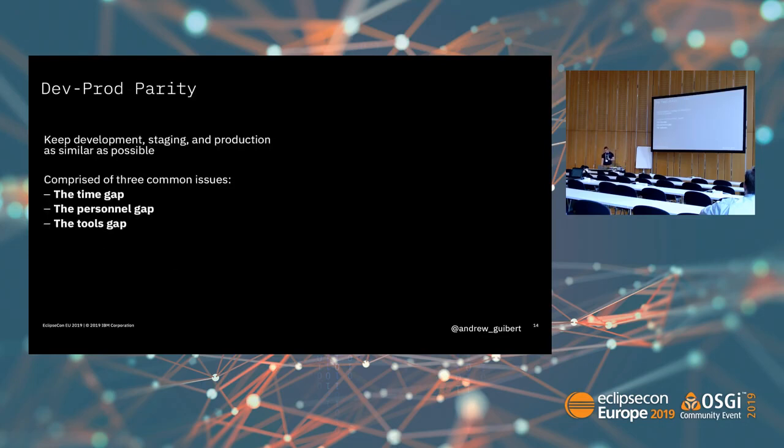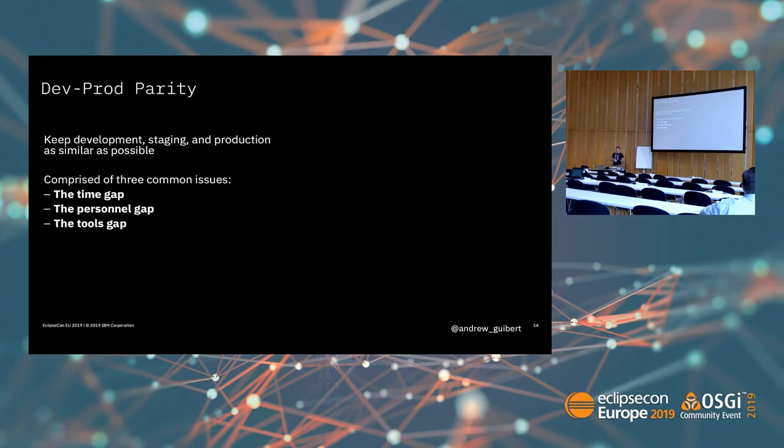So let's look at what exactly dev-prod parity is. The idea is to keep your development, staging, and production environments as similar as possible. Usually, offenders of dev-prod parity are violating one of three rules. Either there's a time gap: the amount of time it takes you to write a code change and get it pushed into production can cause issues, because there can be more changes in the code base or the tools that you're using between when you make the change and when your change hits production.